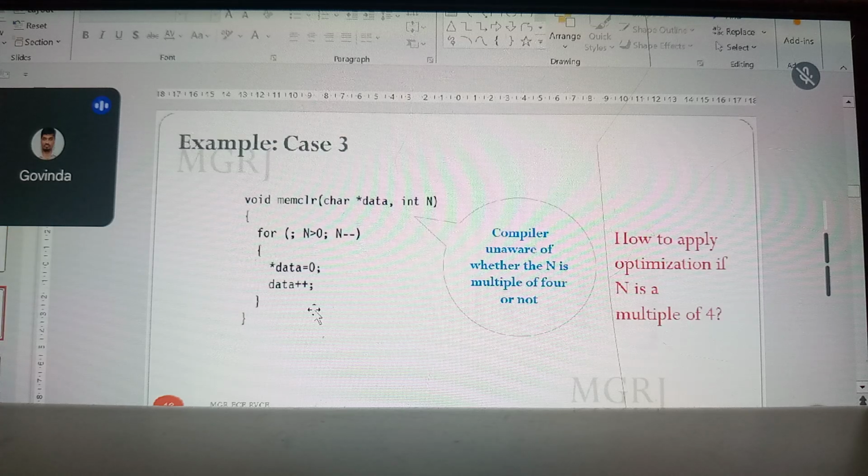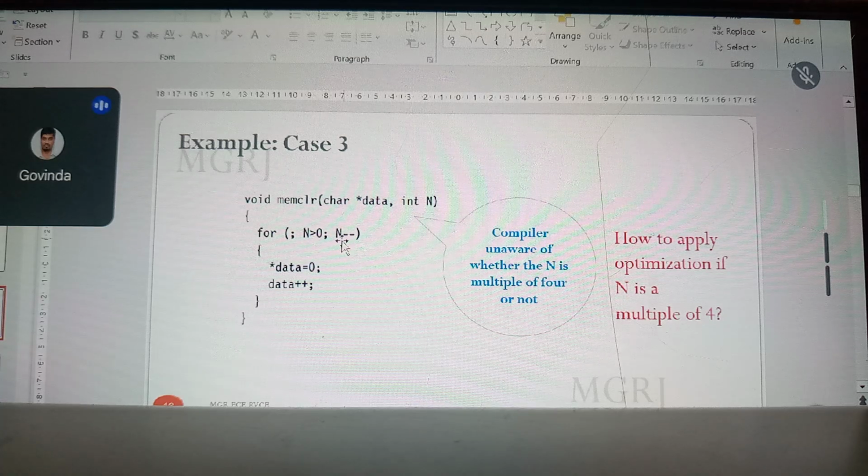There is one more case. If n is a multiple of 4, it is not required to iterate for every single iteration of the loop. Rather, we can perform the operation of clearing 4 locations simultaneously, or else clearing 8 locations in one iteration of the loop.